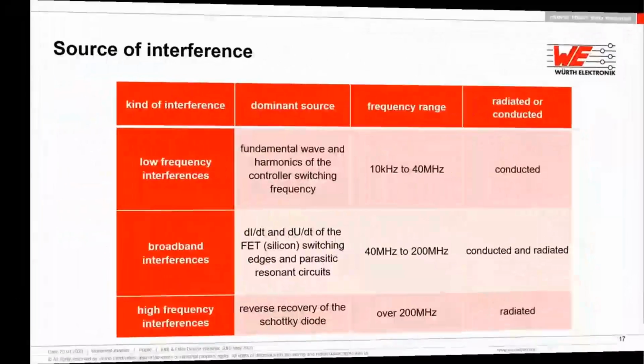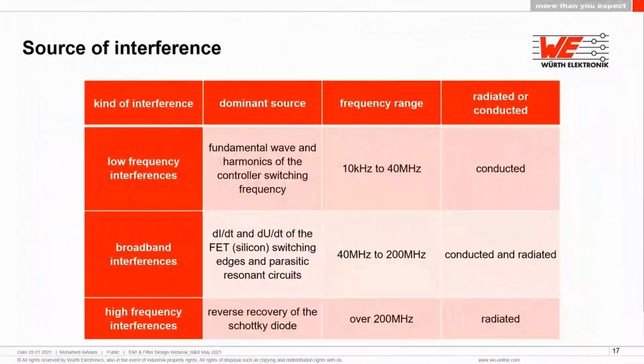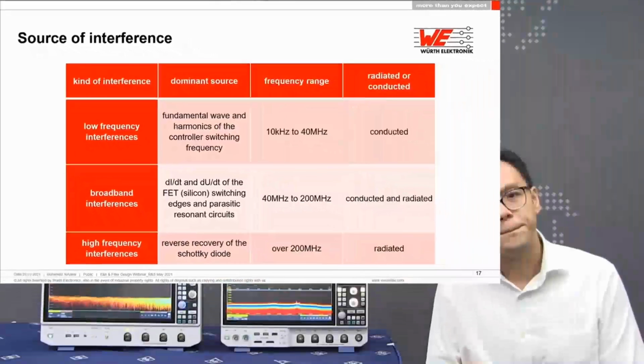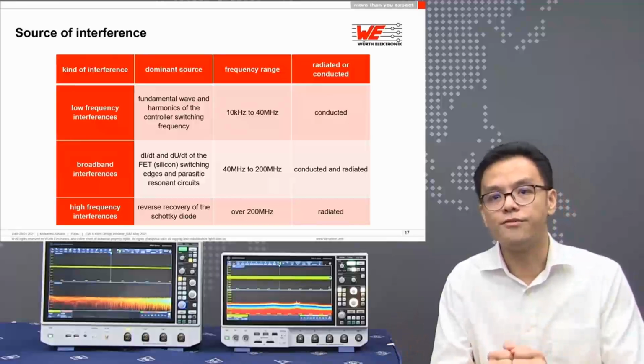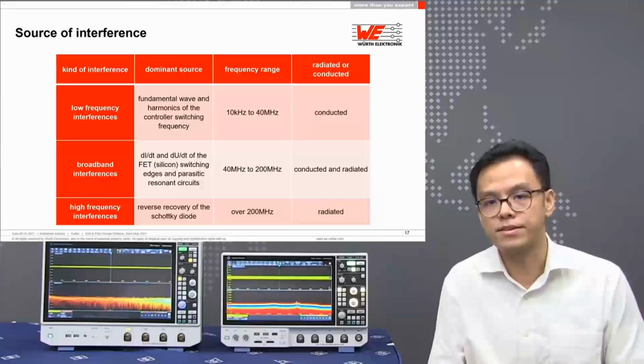I've borrowed this slide from a colleague at Wurth Electronics because it simplifies the understanding of noise sources. Low-frequency noise typically originates from fundamental waves and controller harmonics, and is very dominating in conducted emissions. Conversely, high-frequency noise is often radiated, particularly in power circuits, where it may be associated with the fast and high spikes of Schottky diodes. Broadband interference, on the other hand, usually combines conducted and radiated elements originating from switching edges and parasitic resonance.